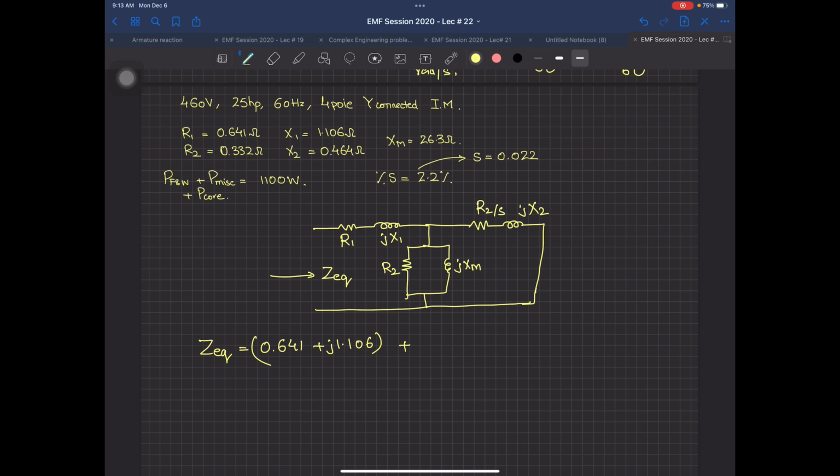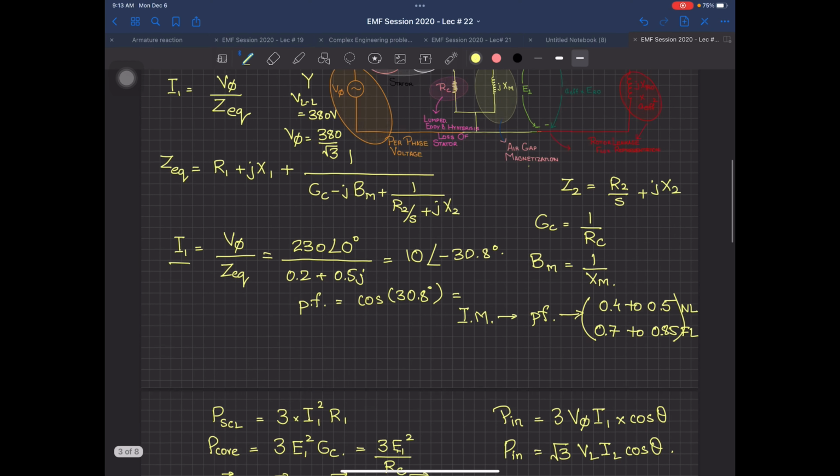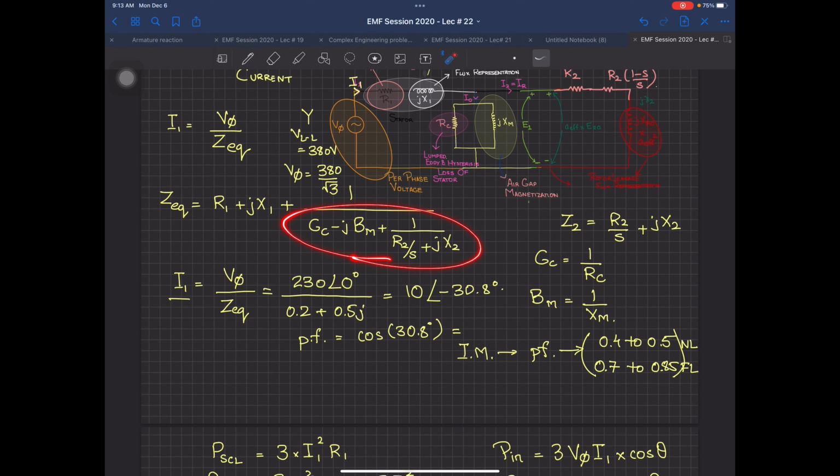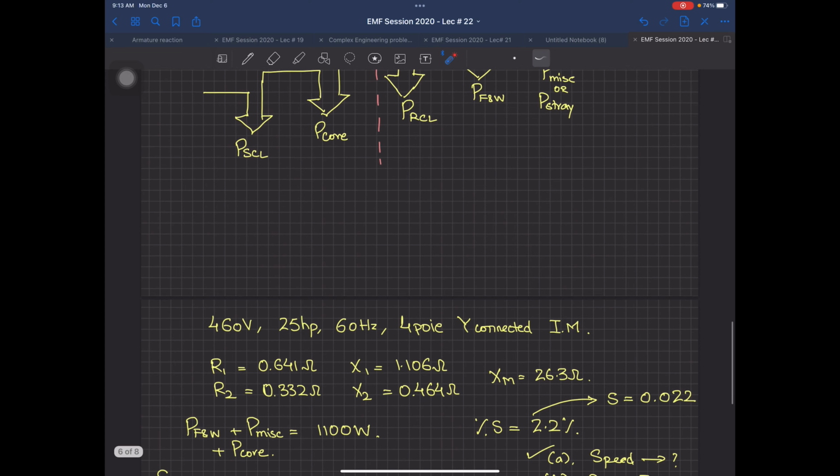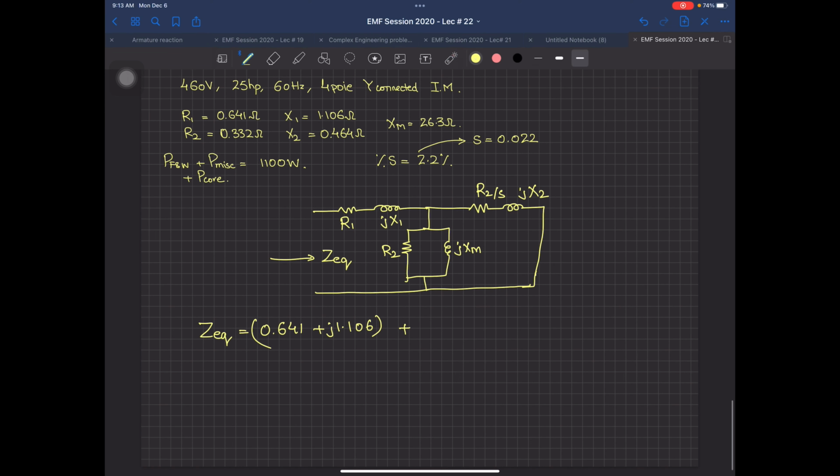And then if you don't want to use this formula which I have told you, you don't want to memorize it and don't want to use this one over here, totally up to you. You can easily do the parallel combination of your three impedances. What is R2? That is 0.332 ohms, in parallel with JXM, which is 26.3 ohms, in parallel with the R2 term, that is 0.332 plus 0.464 ohms. This is certainly J. This is also J.